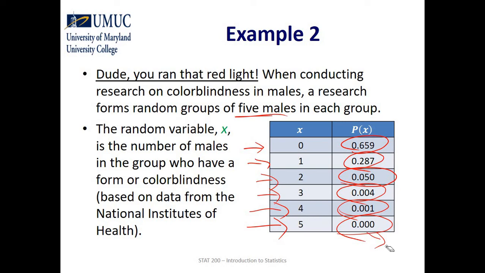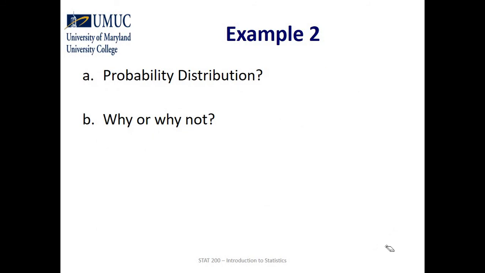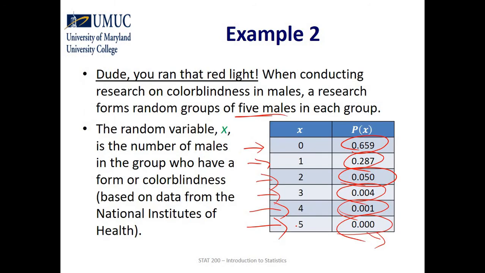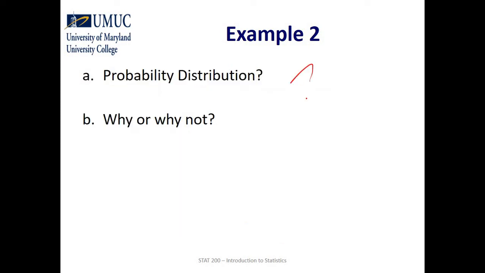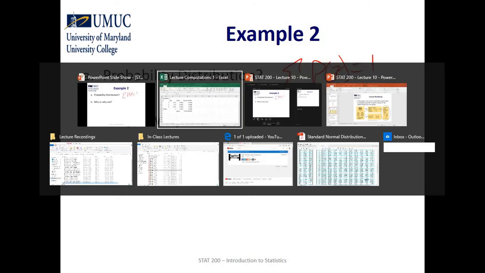Okay, so first question, is this a probability distribution? Well, what are the tests? We have to have values for x's, each with an associated probability. And the summation of my probability of x's has to equal 1. Well, let's jump over to Excel and test that.